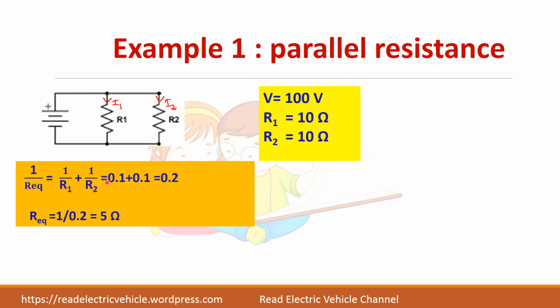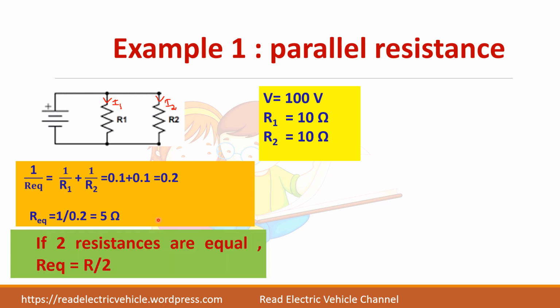So most of the students make a mistake here. They will find 1 by R equivalent and write the value as R equivalent equal to 0.2 ohms. That is different. Whatever you find here is 1 by R equivalent. So you have to find the reciprocal of this one to find R equivalent.